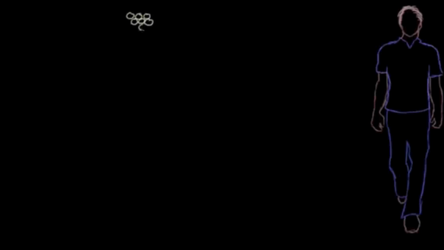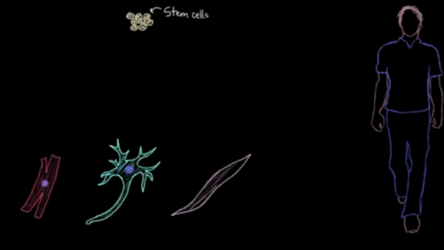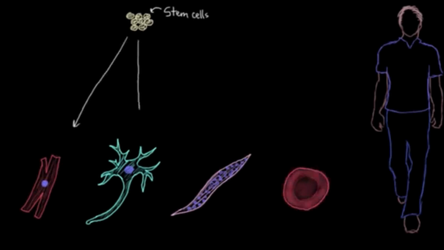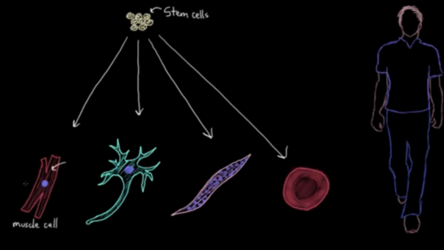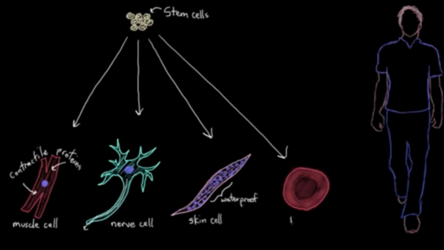You've probably heard of stem cells by now, and you probably know that every cell in our body, whether it's a muscle cell or a nerve cell or a skin cell or a red blood cell or any other type of cell really, they all came from a common group of stem cells during development. So all of these really specialized cells like this muscle cell here with its little contractile proteins, and this nerve cell here that can send signals, and this waterproof skin cell here, and this red blood cell that carries our oxygen, all of these came from these stem cells up here, which were completely unspecialized.